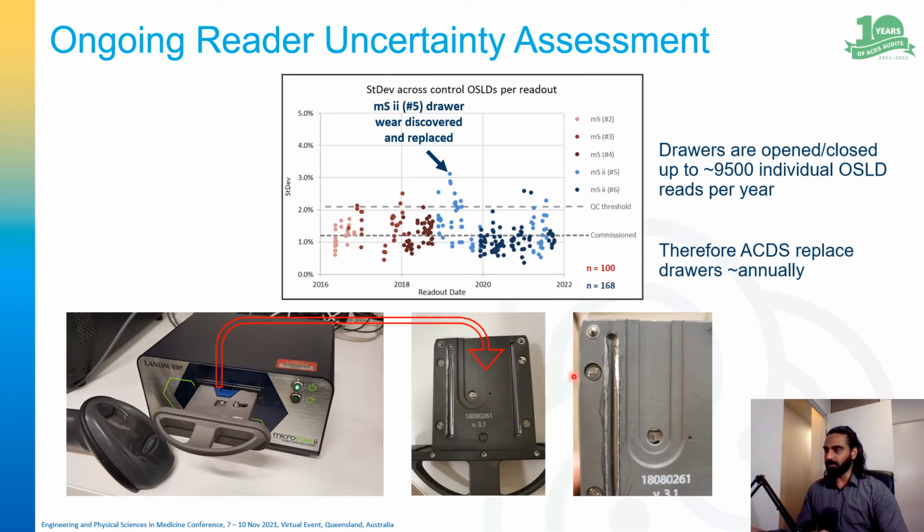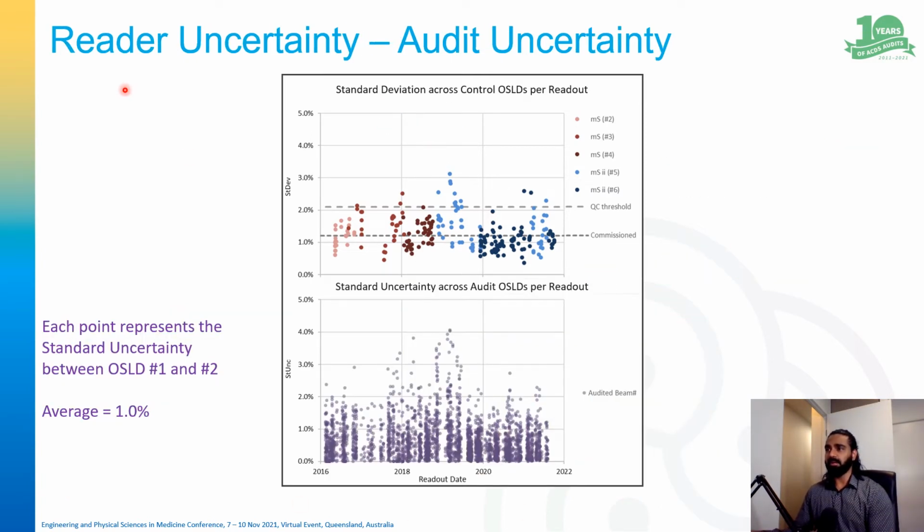We open and close our drawers approximately 9,500 times a year, which is well beyond the regular workload to be expected of these readers. And therefore we have to be on top of this, and we therefore replace our drawers annually. And the important takeaway of all this is that our QC metric has successfully detected an increase in dosimetric uncertainties due to a gradual physical change of the reader state. So now we can start looking at how this reader uncertainty affects the audit uncertainty.